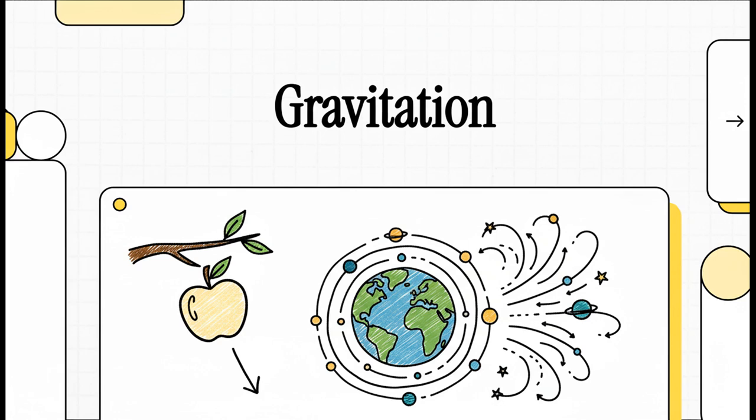Have you ever really thought about what a falling apple and the moon orbiting the Earth could possibly have in common? I mean, one plummets to the ground, the other just hangs up there. Well, it's a question that completely changed how we see the universe. Today, we are diving deep into the force that runs the whole show, from falling fruit to the incredible dance of galaxies. We're talking about gravitation.